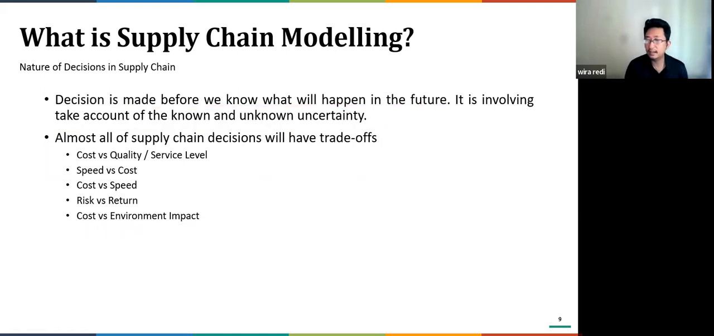Trade-off means that sometimes you need to sacrifice things to give you the best decision available. For example, if I have a lot of inventory, it will lead to higher costs. However, more inventory will increase your service levels, right?